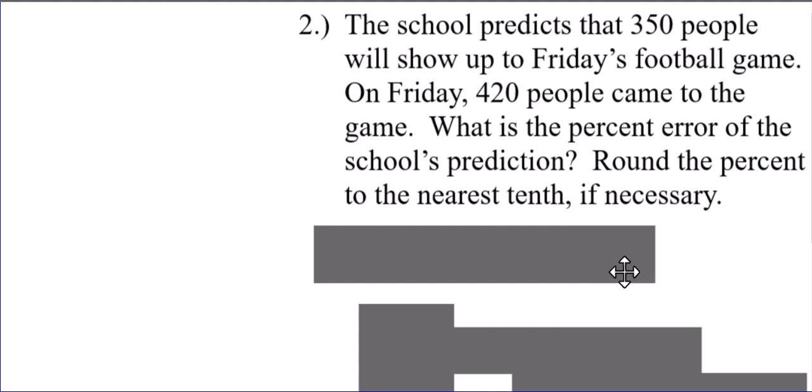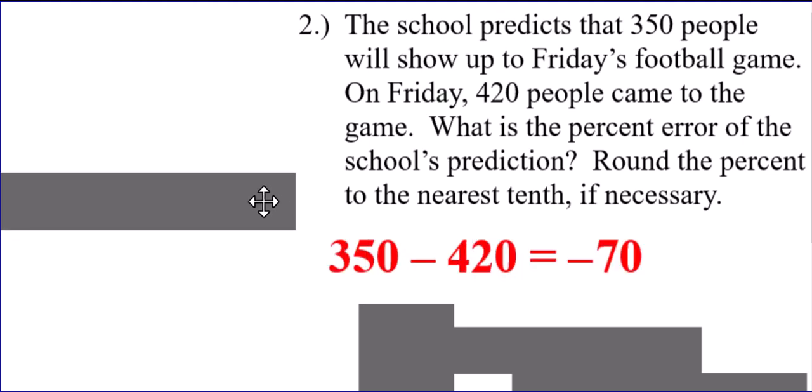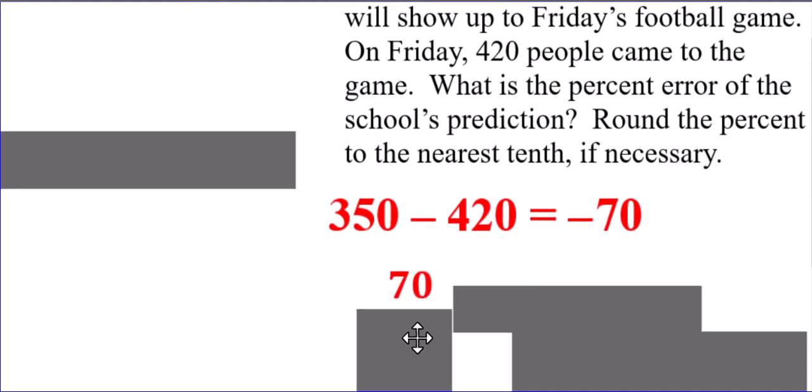So we're going to take the 350 people that the school predicted, and we're going to subtract by the actual amount, 420. If you subtract it in the other order, it doesn't matter, because this negative sign that I get for the 70, I'm going to end up dropping it. I'm just going to use the absolute difference here, taking away any negatives.